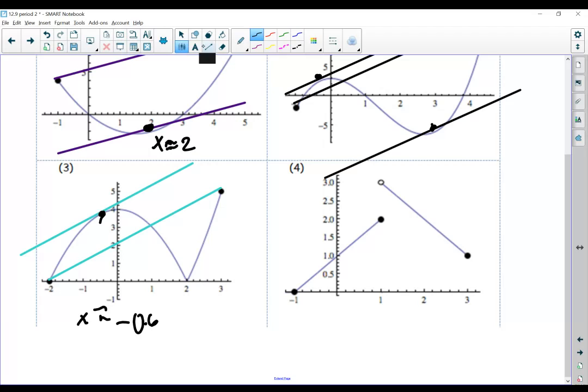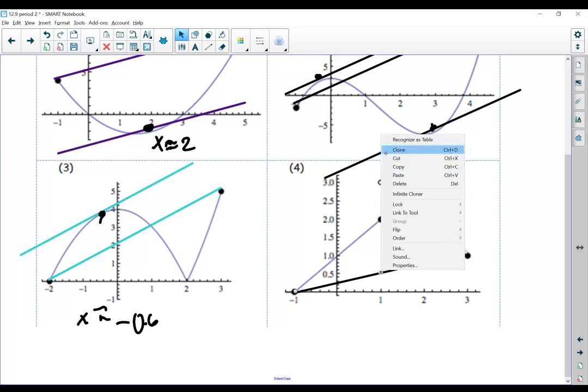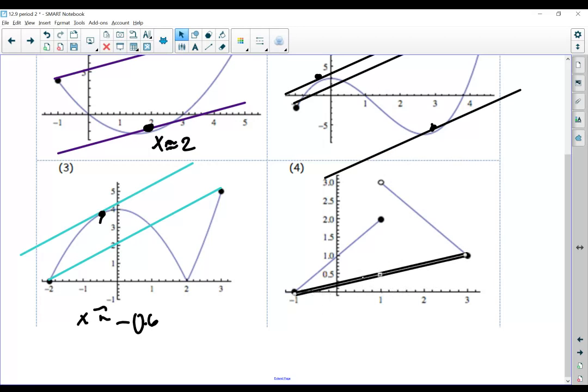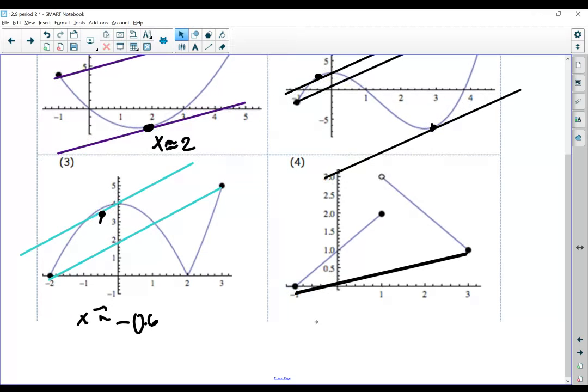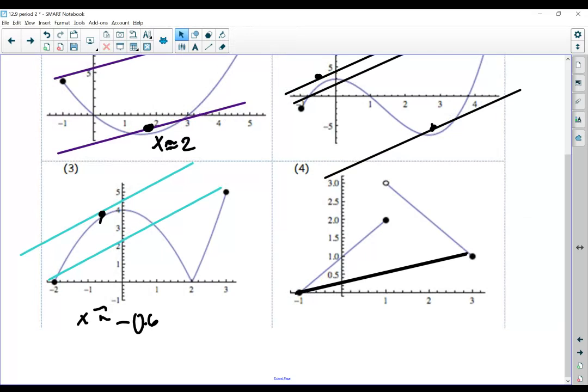Okay, let's try this next one. I'm going to draw the line through the 2 endpoints for the secant line, and then I'm going to see, is there one that is a parallel tangent to that? Let's see, let's clone this line. So if I slide it, no parallel tangents. That's impossible because there's a jump. So there's actually none here. So this one is no. No tangent that's parallel.